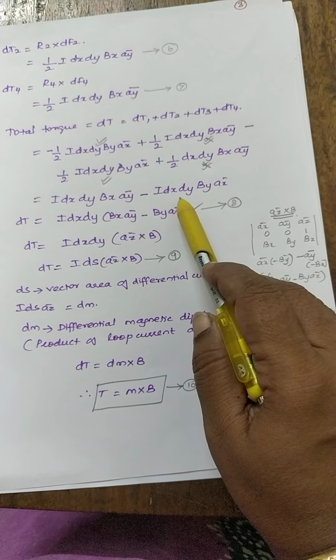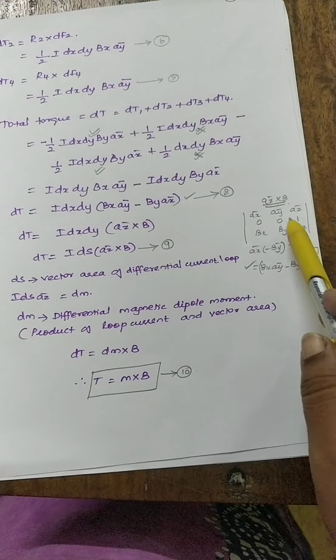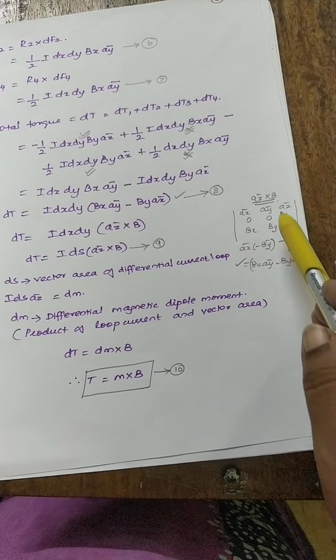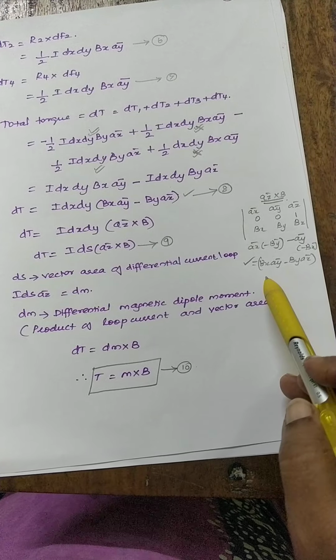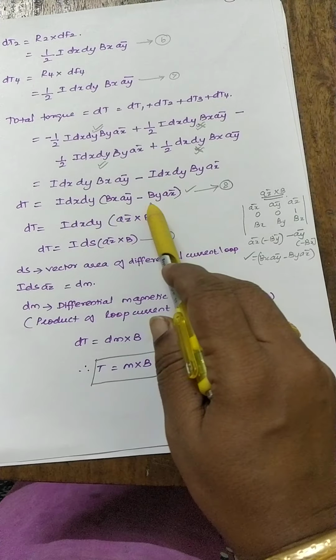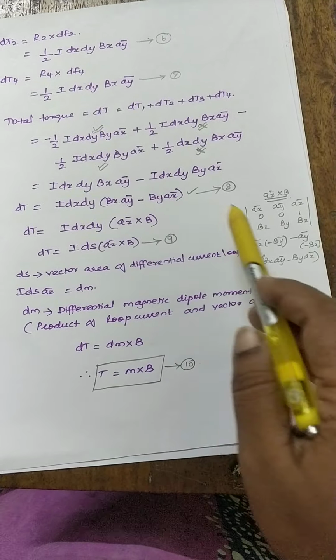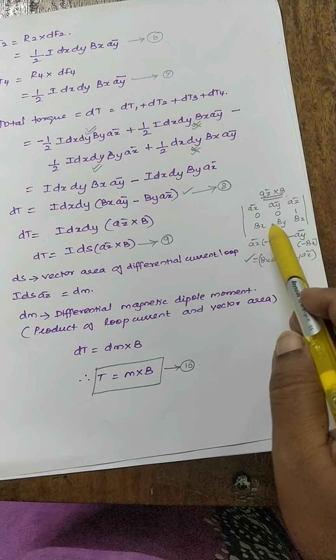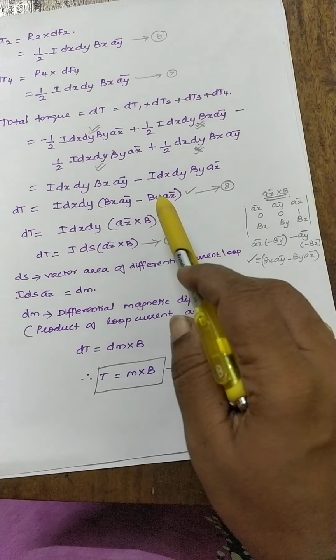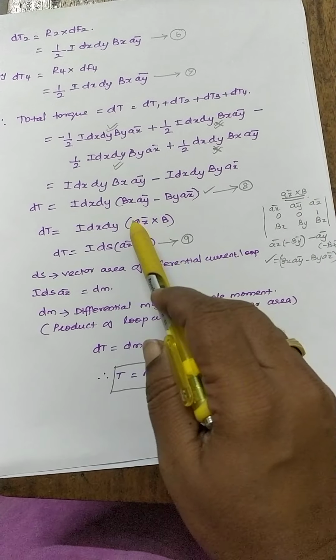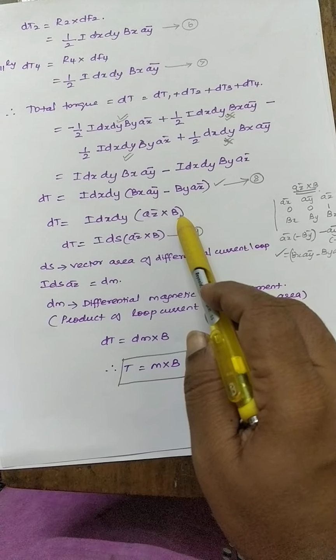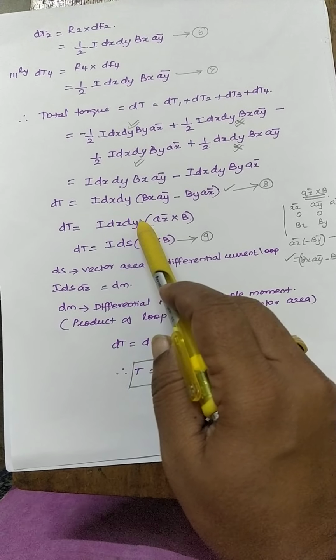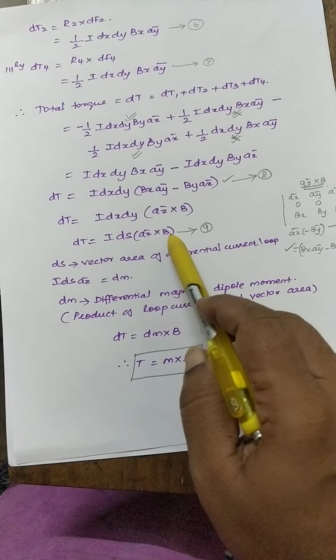How can I rewrite this bx of Ay minus by of Ax in cross product? If you do the cross product of Az cross B and check out, you will get bx of Ay minus by of Ax. Because Az is 0, 0, 1. In the place of B, I have substituted bx, by, bz. Expanded, you will get this equation. So I am replacing this term by Az cross B. But dx dy is surface area, so I dS of Az cross B.